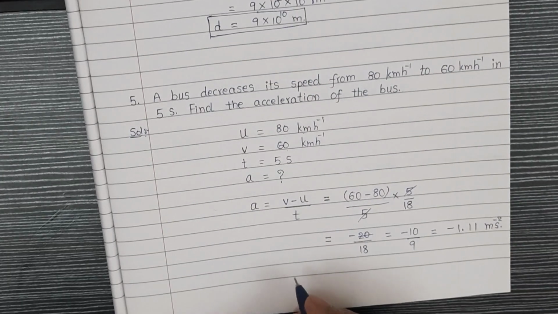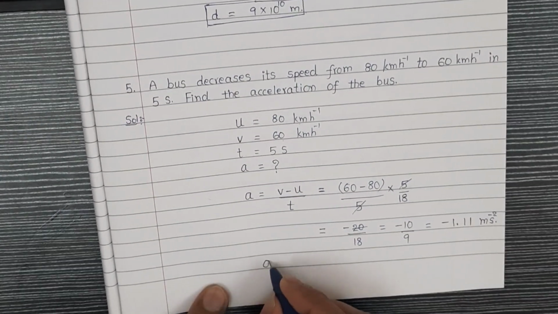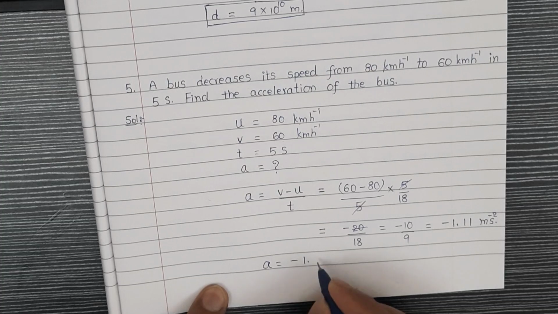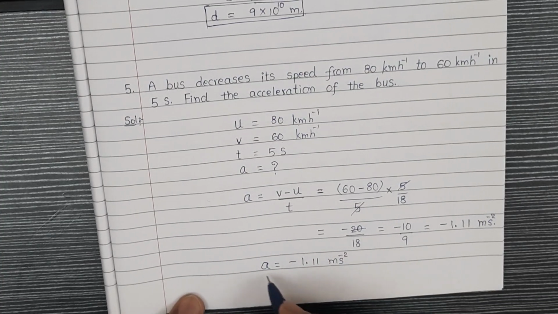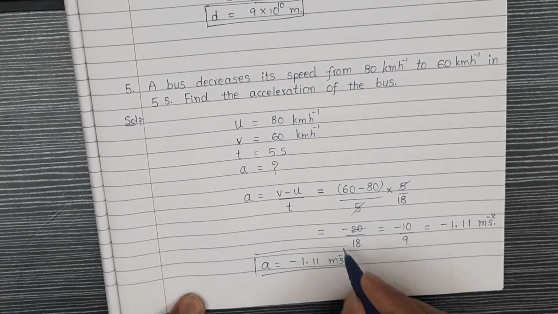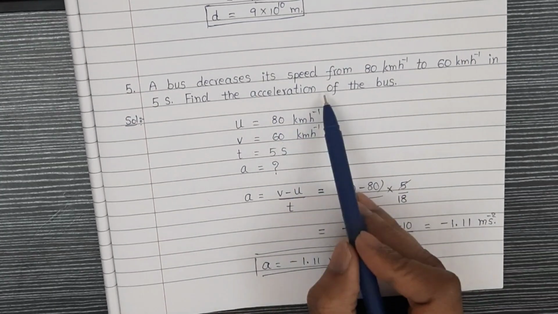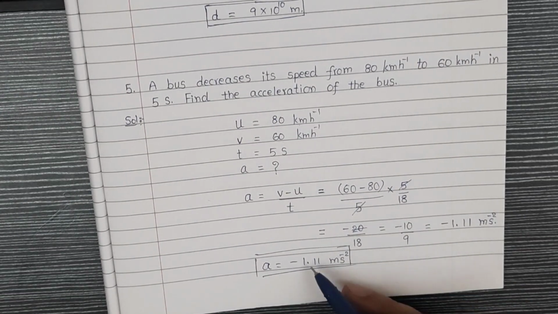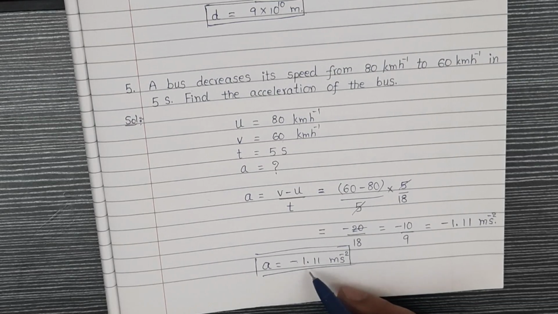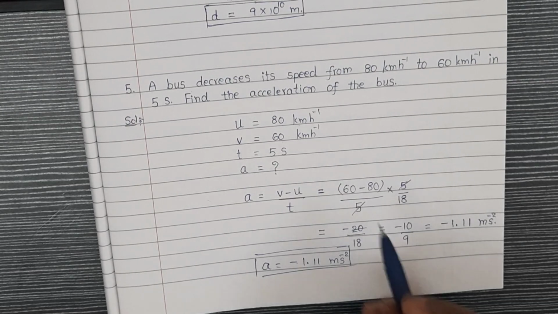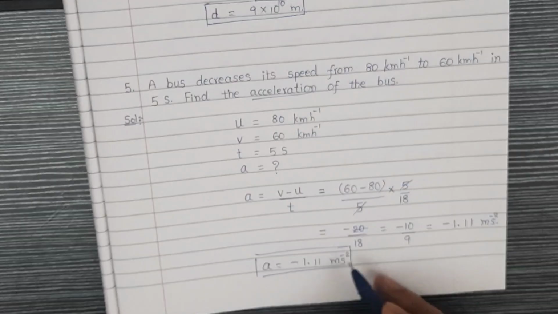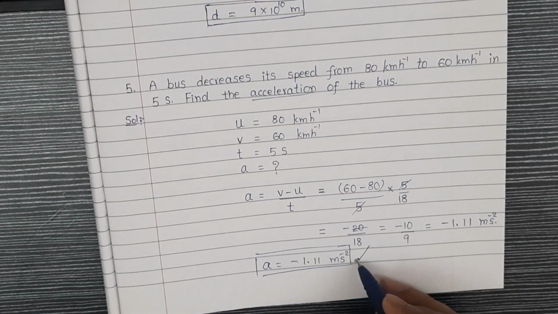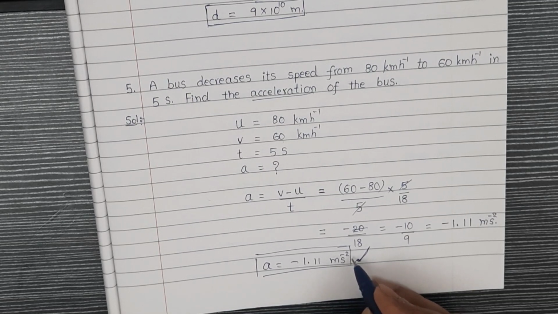If you notice, we got the acceleration value negative. That means this is nothing but retardation. So you can say acceleration is negative here, or in case the question is asking for retardation, when we are using the word retardation, you are not supposed to use negative sign. Directly you can write 1.11 meter per second square. But the question is asking for acceleration, so you can mention the answer with negative sign. A is equal to minus 1.11 meter per second square.